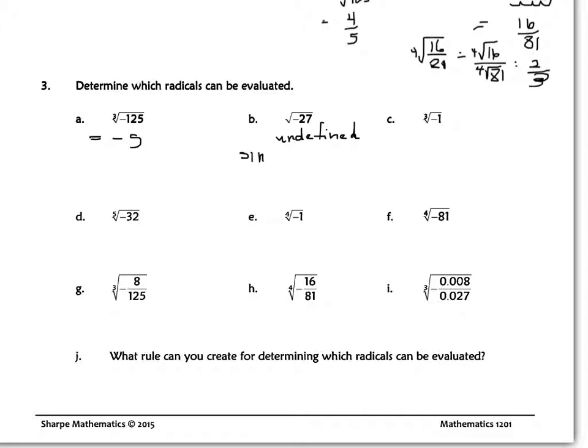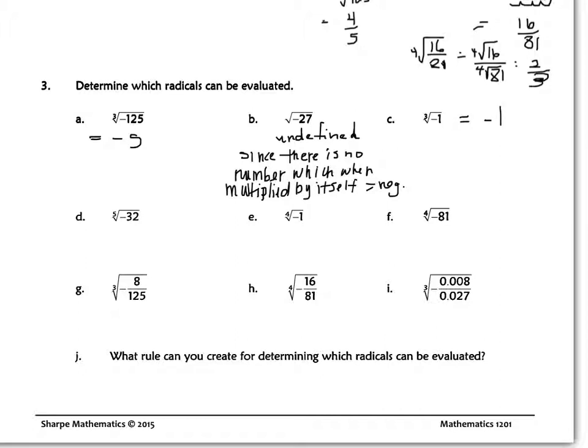Since there is no number which, when multiplied by itself, equals a negative. Okay, so the cube root of negative 1 would be negative 1. And the fifth root of negative 32 would be negative 2. Multiplied by itself 5 times would give you negative 32.